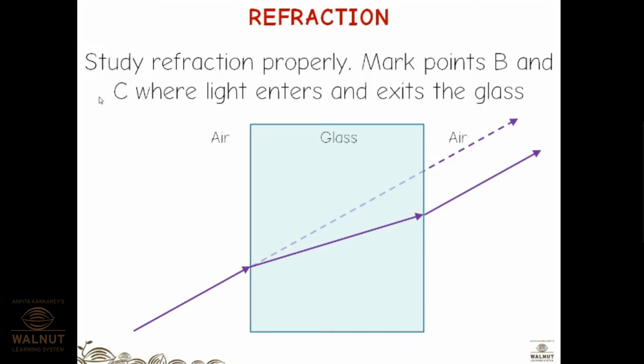Mark points B and C where the light enters and exits the glass. Now can you see this solid line which is passing here? Forget about this dotted line now. Just see this solid ray of light. It is entering into the glass slab. We are going to mark these points here. On this point, you can see the light ray exits, taking exit through this glass slab. So we will mark this point B here, and when the light rays are coming out of this glass slab, you have to mark C here.